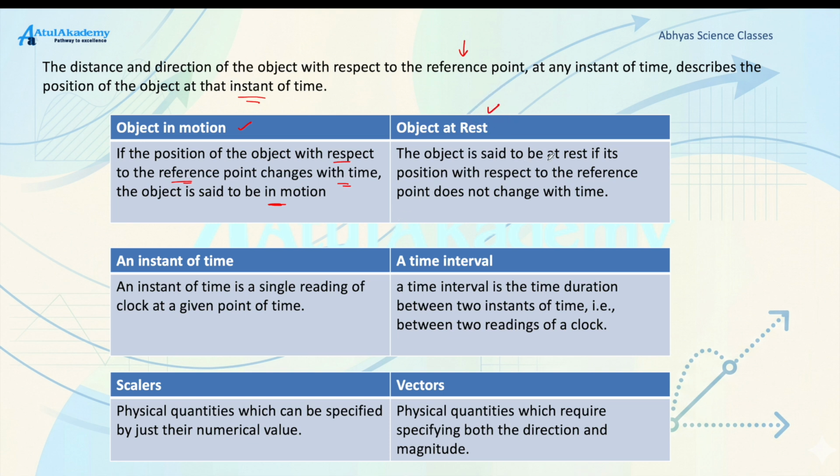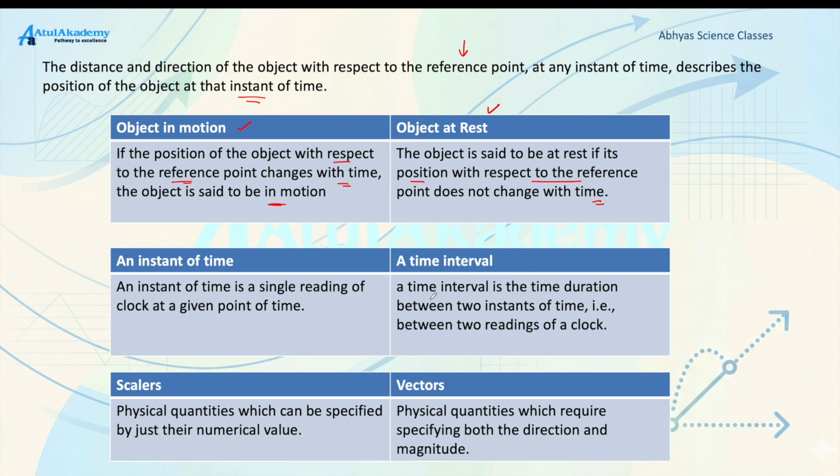When do we say the object is at rest? The object is said to be at rest if its position with respect to the reference point does not change with time. What is an instant of time? An instant of time is a single reading of clock at a given point of time. Let's say it's 4 o'clock. That's the instant of time.